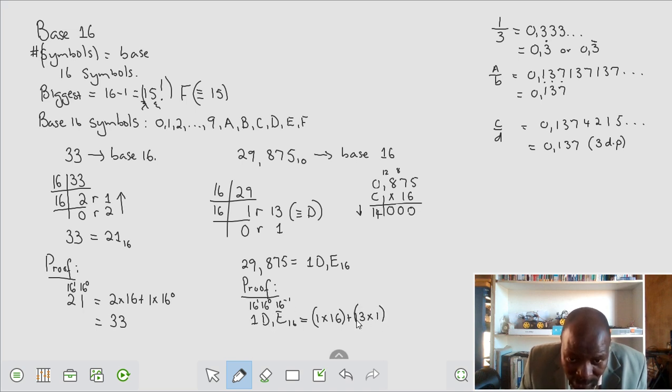13 times 1. And then, let me make sure I don't lose my 1 here. And then, plus E is 14. That is 14 over 16. We'll make our life easy there by dividing by 2. That will make it 7 over 8. Okay, so now, what we can say is, obviously, this part is 16 plus 13. That is 29. Okay, comma, 8 into 7.0, comma, into 78 into 70.